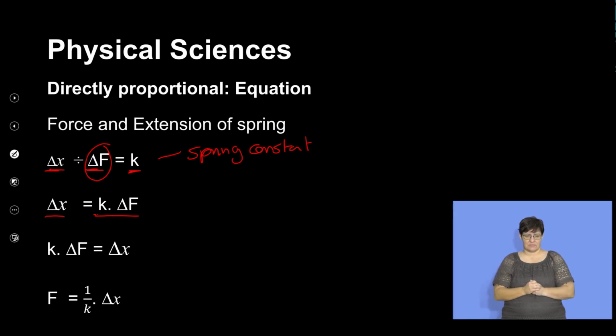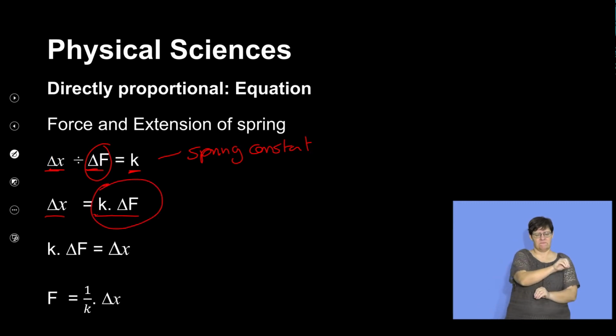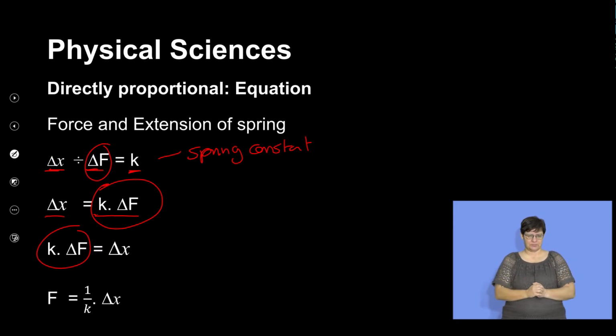Now, that might not be very convenient for me to work with. So I'm going to switch them around. I'm just going to rewrite what was on the right-hand side exactly on the left-hand side, and what was on the left-hand side, I'm going to write on the right-hand side. And now you can see that I've got the value k times F is equal to delta x.